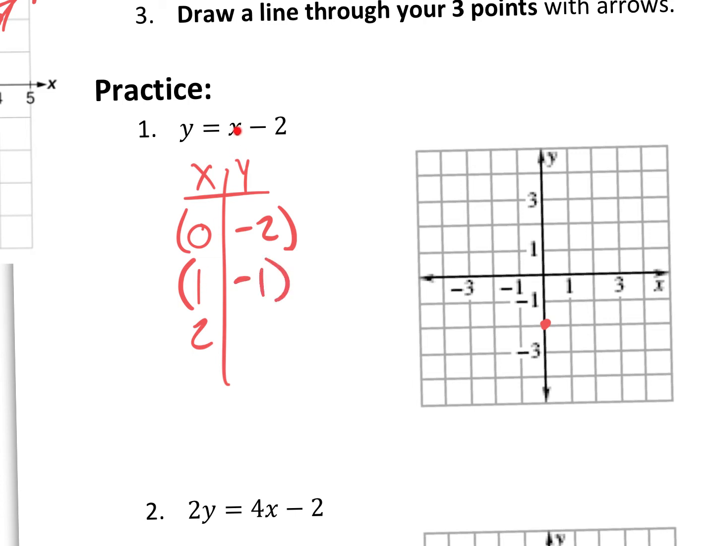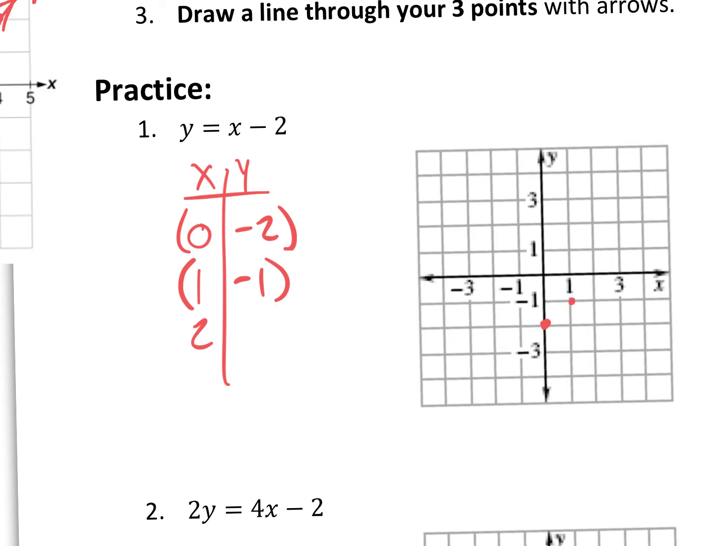So 1 plugged in right there. 1 take away 2 is negative 1. Y equals negative 1. That's why you put a negative 1 for the y's. Okay. Last but not least, oh, let me graph that. I'm sorry. 1 on the x, negative 1 on the y. Put a dot right there.